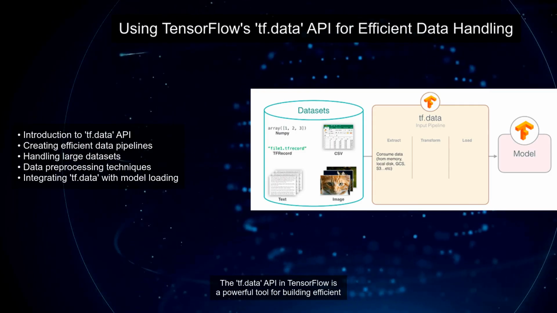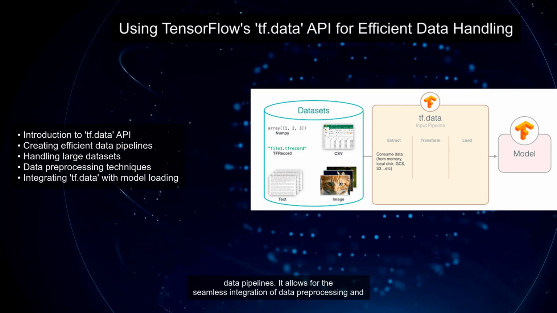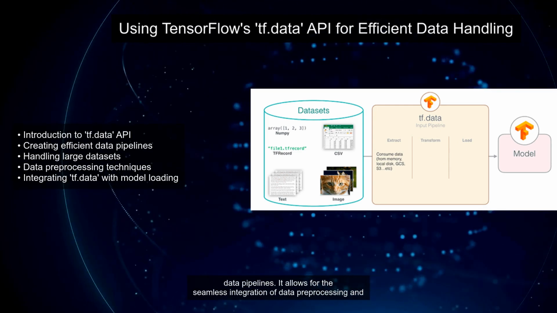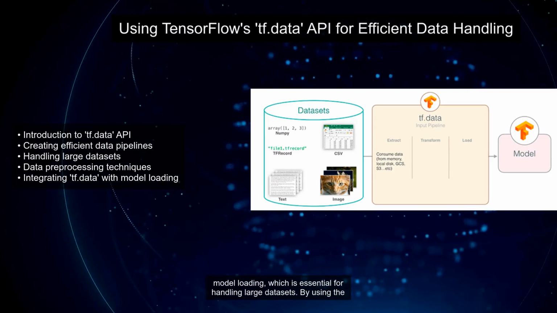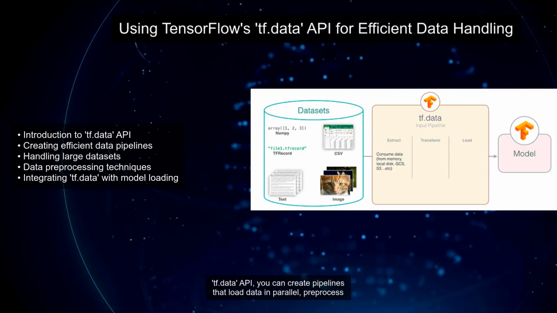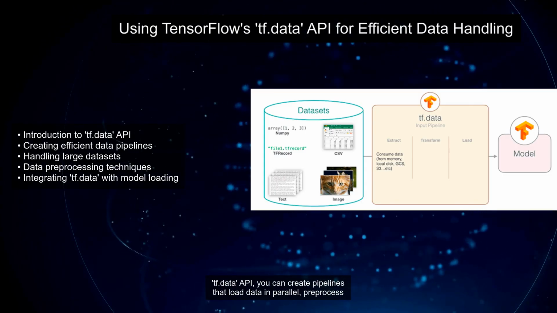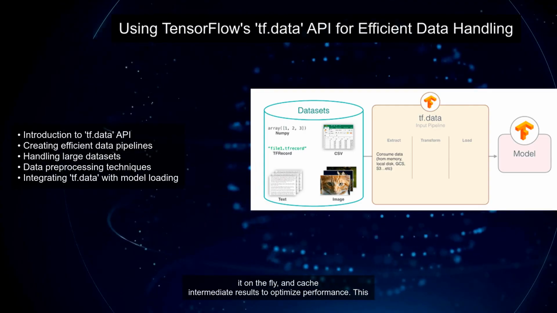The tf.data API in TensorFlow is a powerful tool for building efficient data pipelines. It allows for the seamless integration of data preprocessing and model loading, which is essential for handling large datasets. By using the tf.data API, you can create pipelines that load data in parallel, preprocess it on the fly, and cache intermediate results to optimize performance.